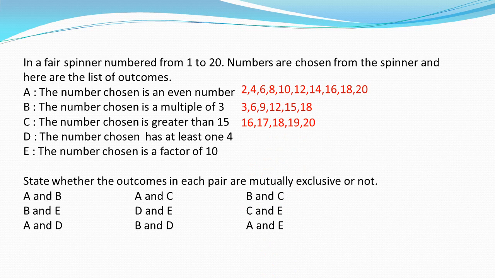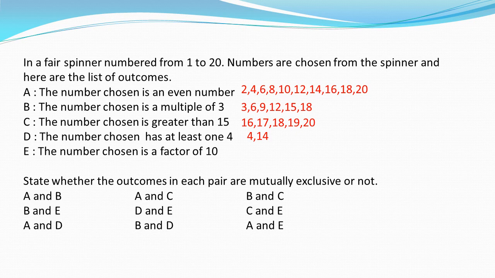The number chosen has at least one 4. That means if it's a one-digit number, it could be 4. If it's a two-digit number, it can have at least one 4 or two 4s, and so on. So the possible outcomes are 4 and 14. We cannot take 24 because 24 is greater than 20. But if you have numbers up to 100, you can say that it's 4, 14, 24, 34, 40 till 49, and then 54, 64, 74, 84, 94, and like this.